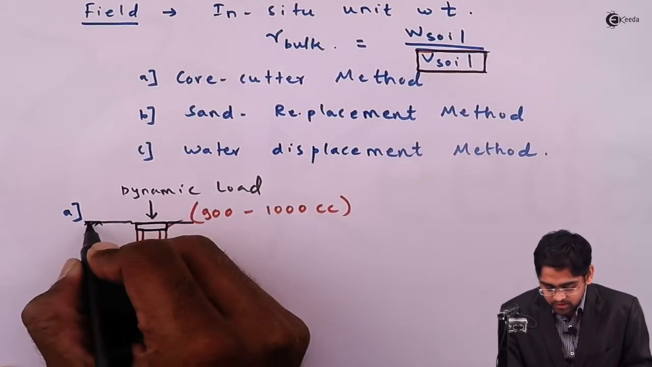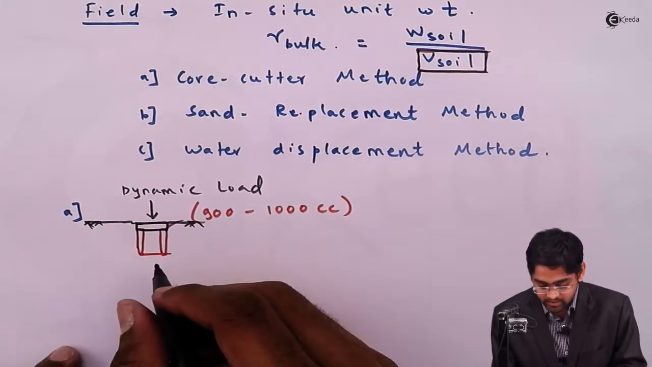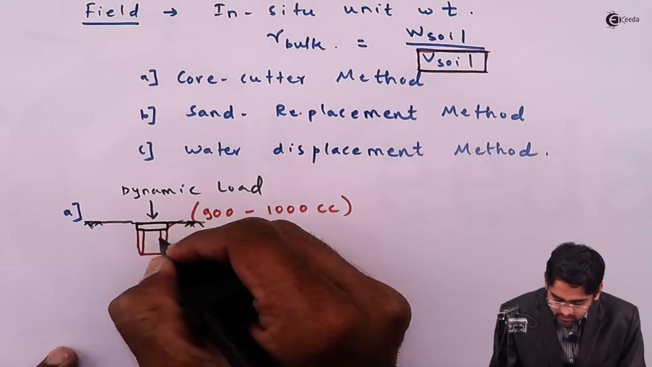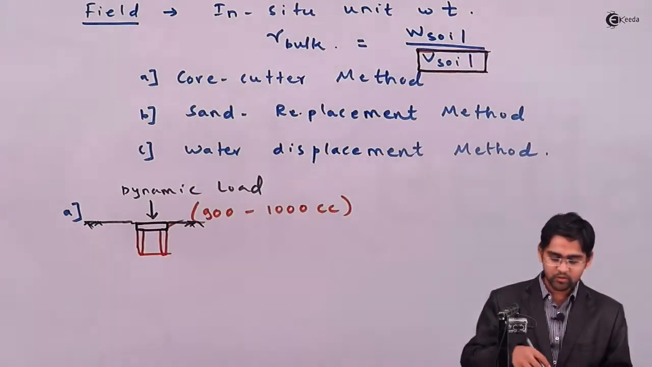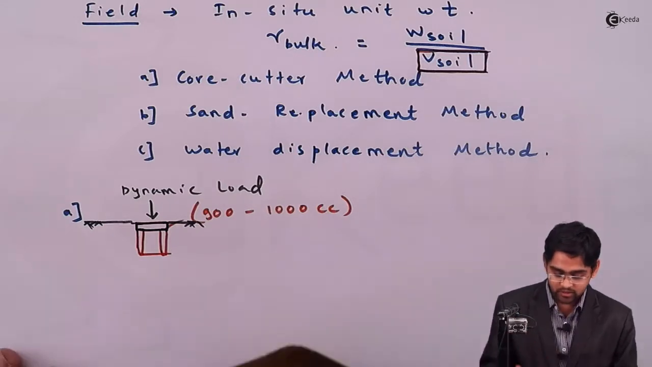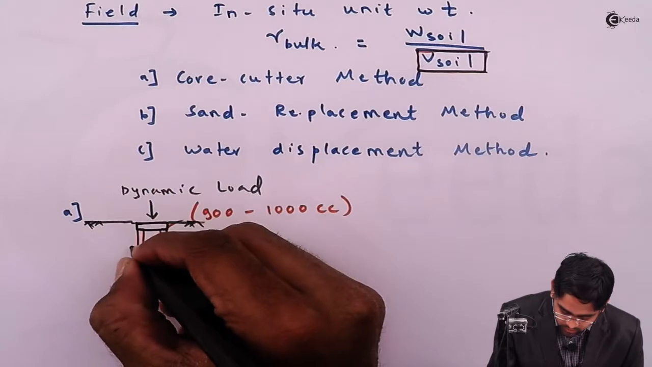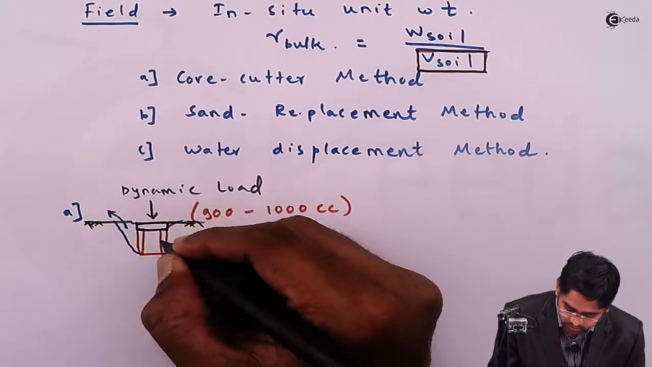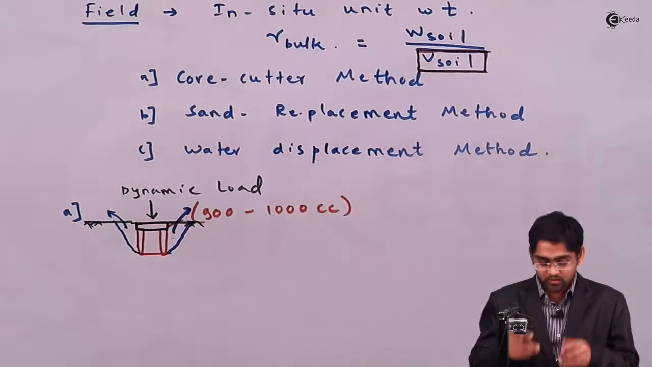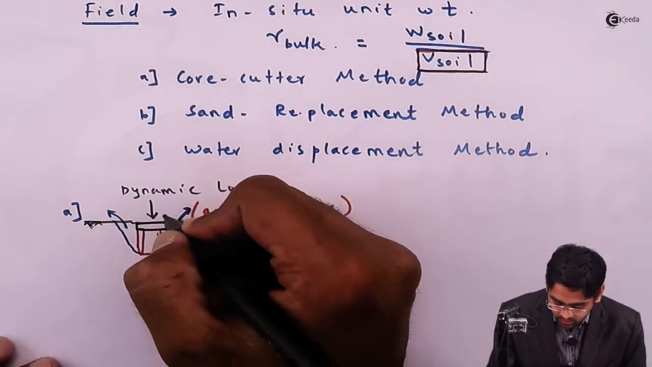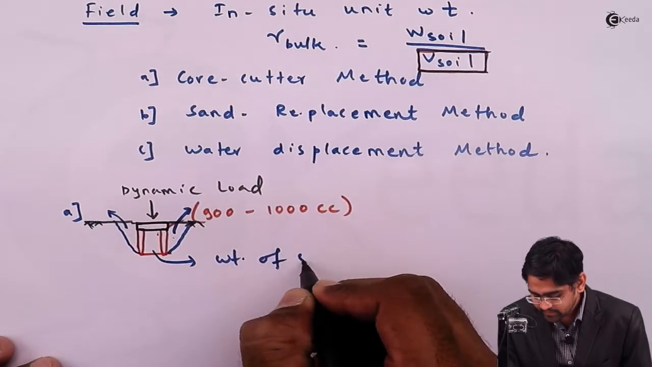Once you push this core inside the soil, I assume this as your foundation level, and I collect the soil inside this core. After applying the dynamic load and pushing the core inside the soil, you loosen the soil surrounding the core and remove it in order to extract the core. So you extract the core and take the weight of the soil inside the core.